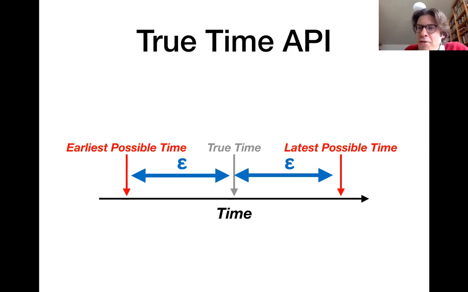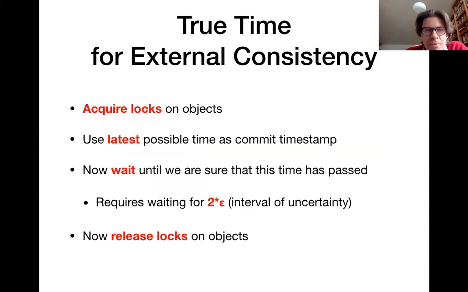The interval of uncertainty, essentially the expected deviation between the best guess for the current time and between the latest and earliest possible time, is written as epsilon in the following. And using this TrueTime API, we can proceed as you see here.